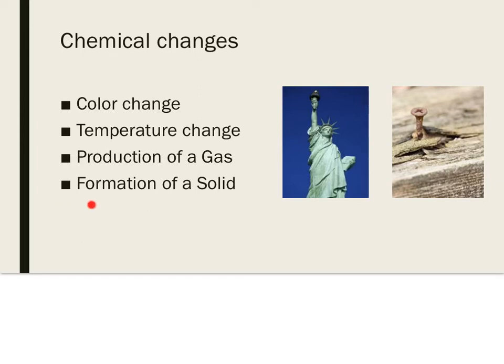All right, and then you have formation of a solid. It's another indication of a chemical change. So rust, here we go. Rust is a solid that forms when metal, such as a nail or screw, reacts with water. When chemical changes occur, new substances with different characteristics from the original substances are produced.